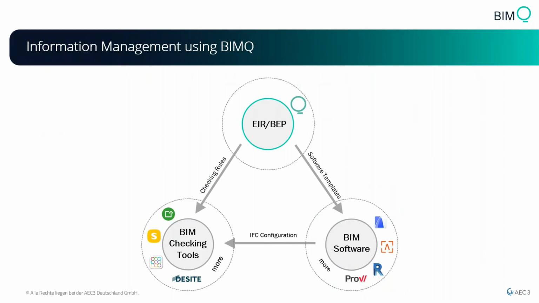The exported IFC file should then be checked, and here we have various checking rules available, such as the Solibri model checker, BIM Collab Zoom, or DesiteMD. For this verification process, we use the BIMQ checking rules, and these checking rules check if the data that we have defined in BIMQ also matches the data in the IFC model. This whole process that I have explained here is a typical open BIM workflow as it takes place in practice.